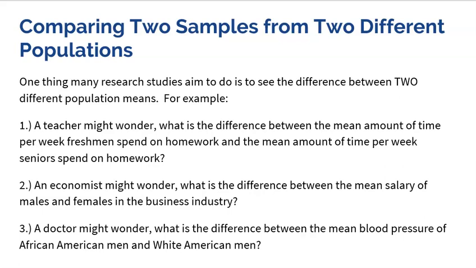Now we are measuring the same thing from those two different populations, right? We're never going to look at a problem where we're looking at the mean shoe size of men versus the mean salary of women. I mean, that would be a silly thing to compare. So we are going to look at two different populations. For example, men versus women, seniors versus freshmen, white American men versus African American men. But regardless, we're going to measure the same thing, whether it be blood pressure, salary, or how much time you spend on homework per week.